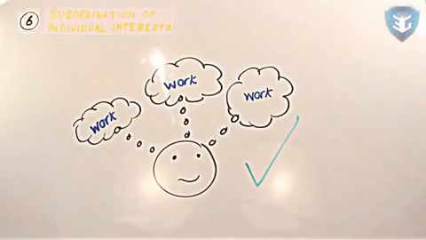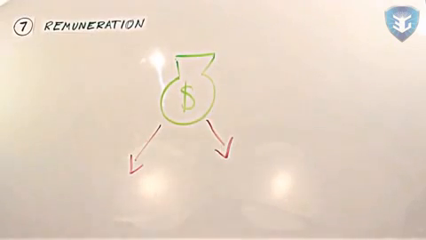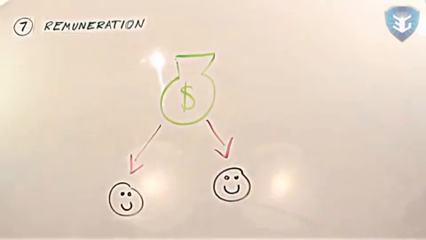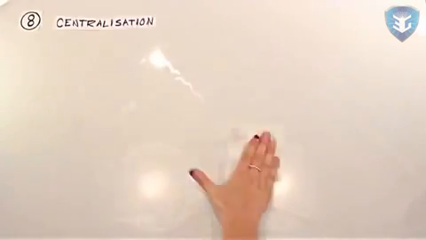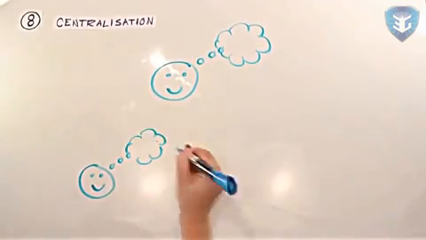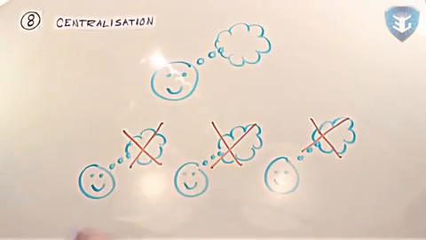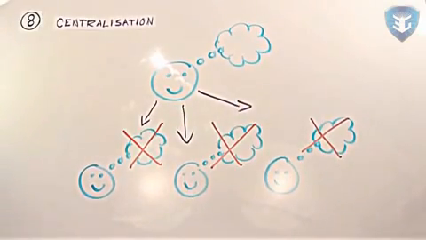Fayol's seventh principle is remuneration. Employees should receive equal and fair payment for the work that they complete. His eighth principle is centralization. Decisions should be made from the top and carried out by everyone else. This helps to ensure unity.